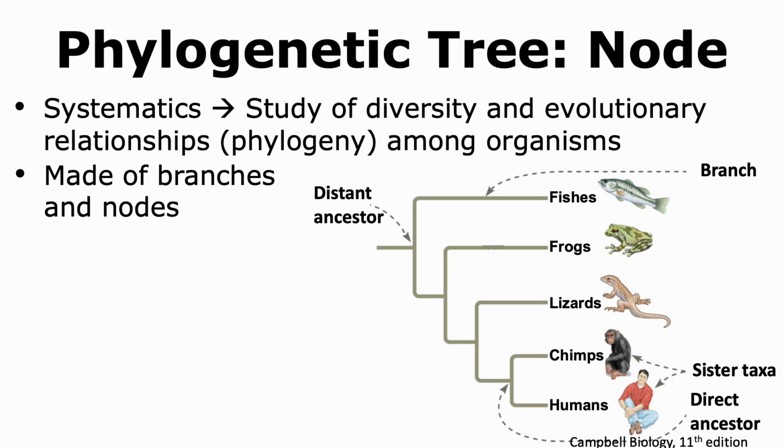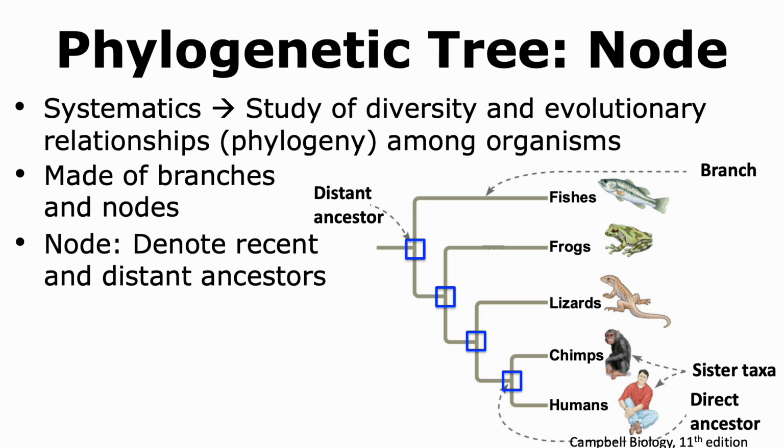Let us now learn how to read a phylogenetic tree. A phylogenetic tree is made up of branches and nodes. The nodes denote different ancestors. These ancestors can be recent or distant. Let's take the example of chimps and humans. As we can see, they arose from the same direct ancestor.